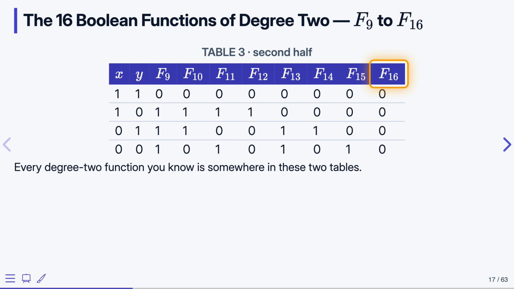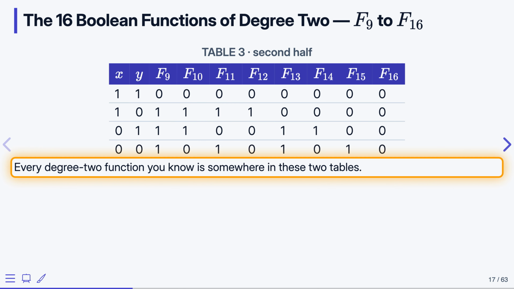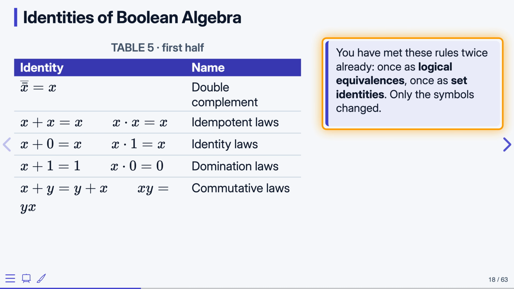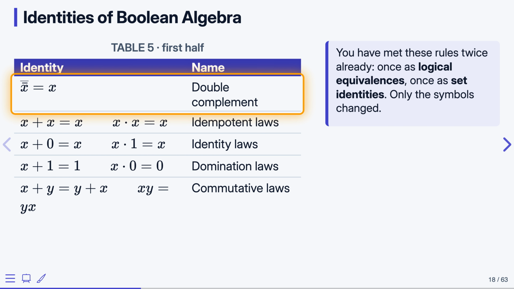F16 is 0 in every row, so it is the function that always returns 0. Every degree 2 function you can name lives somewhere in these 2 tables. Together, they are a complete catalog. If these rules feel familiar, they should. We use the very same rules for logical equivalences with and, or, and not. We used them again for sets, with union, intersection, and complement. Only the symbols changed. Read them one by one.